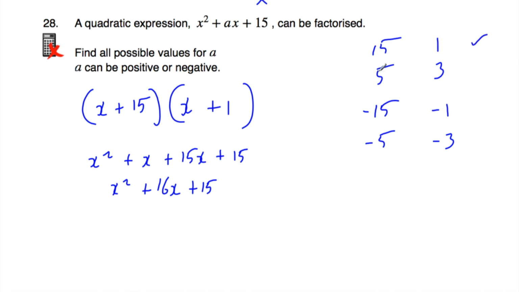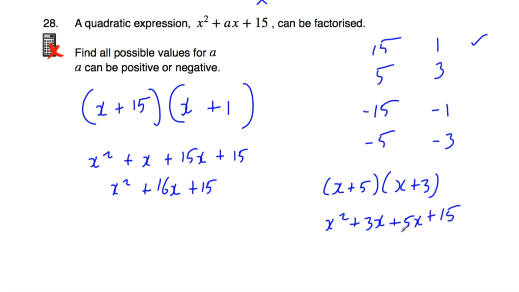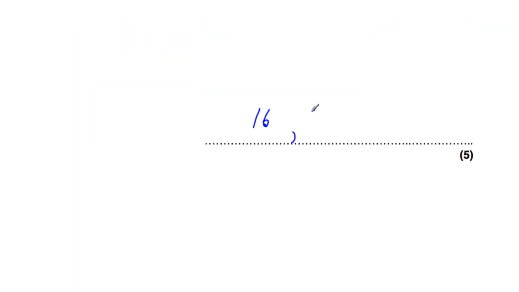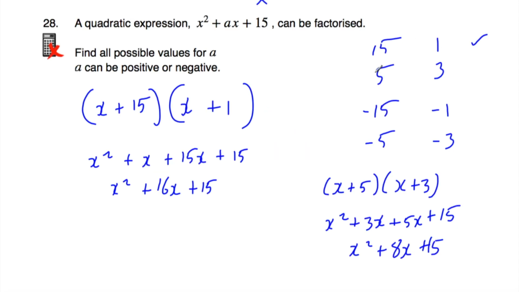Let's find our next one. So we've done the first pair. Now let's try x plus 5 and x plus 3. And if we expand those brackets, we get x times x, that's x squared. x times 3, that's plus 3x. 5 times x, that's plus 5x. And 5 times 3 is plus 15. And simplifying these two terms, you get x squared, 3x plus 5x is plus 8x, and then plus 15. So another possible option for a would be 8. So let's write that down. 8, that's another possible option. So we've got 16, we've got 8.